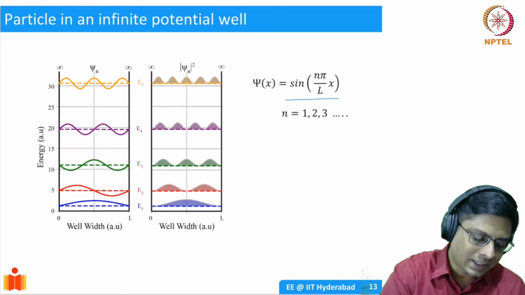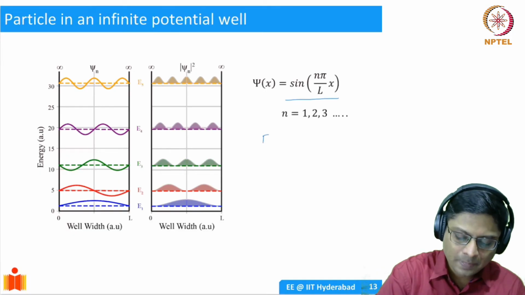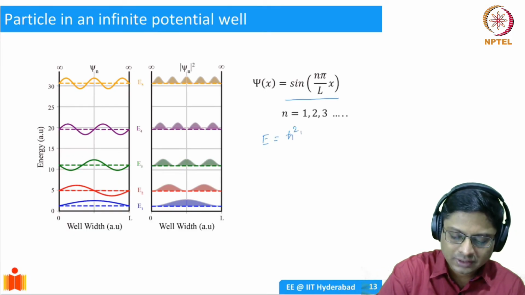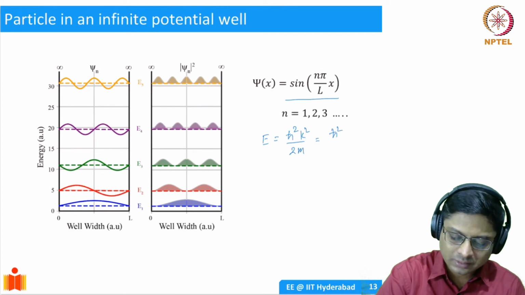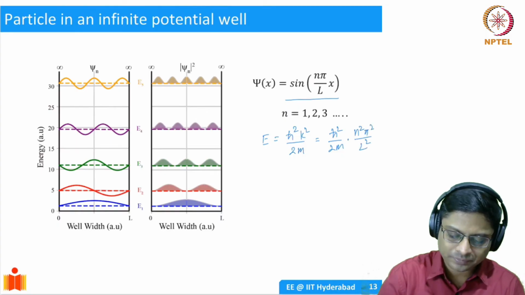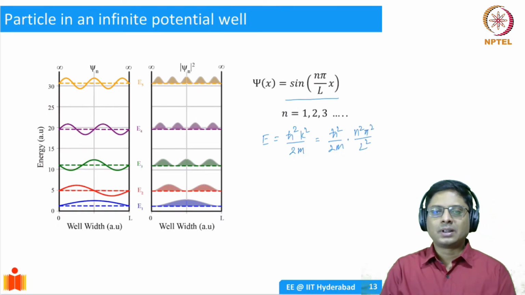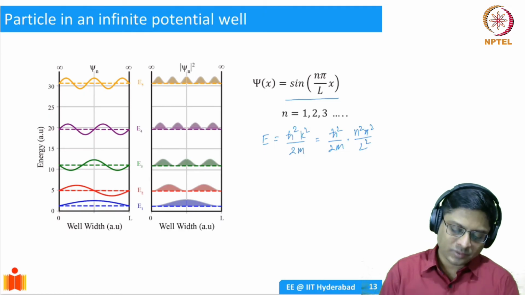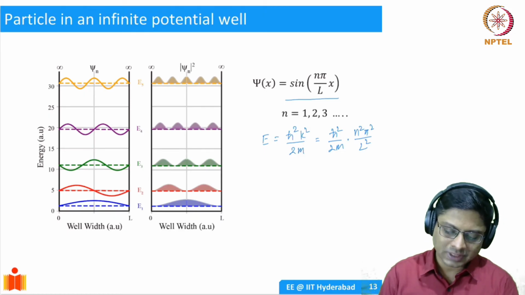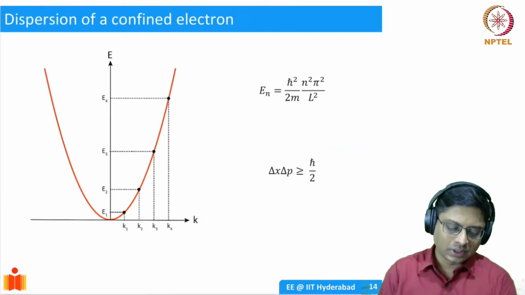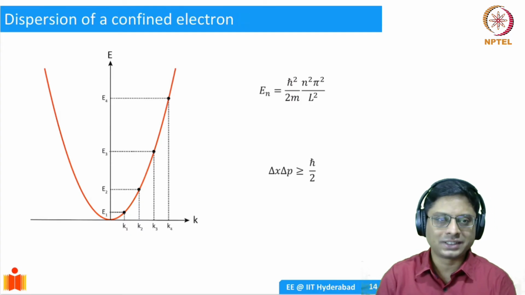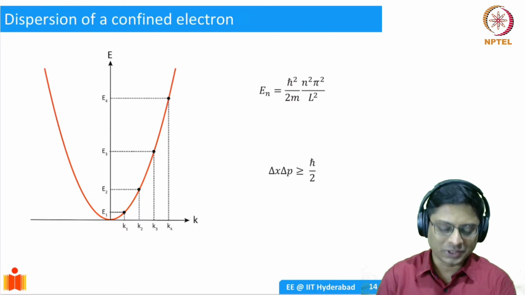And we said energy E is h cross square k square by 2m. Now k is n pi by L, so energy becomes h cross square by 2m times n square pi square by L square. This is an important consequence. Now what we are saying is the energy is also discrete. It's not a continuous value. That is what is shown here. I've tried to combine the dispersion of a confined electron and a free electron, so please don't get confused.